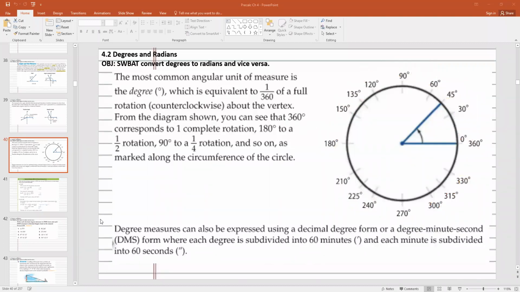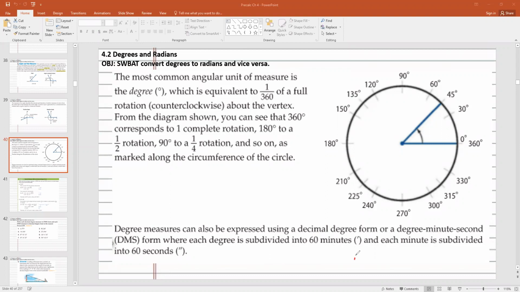Okay. Now, I was talking about DMS. So DMS is degree, minute, seconds. So degree measures can also be expressed using a decimal degree form or a degree minute second form, where each degree is subdivided into 60 minutes and each minute is subdivided into 60 seconds. Okay, so you'll probably see these like longitude, latitude, or in the movies you'll see like when people are on ships, they use these DMS.